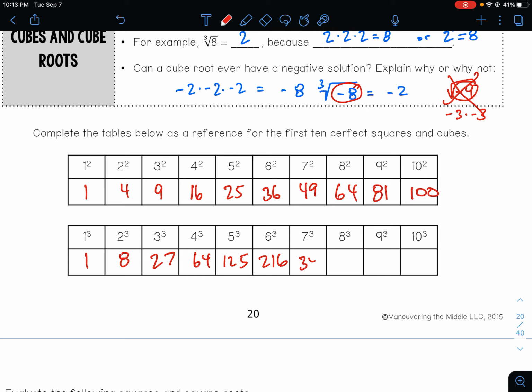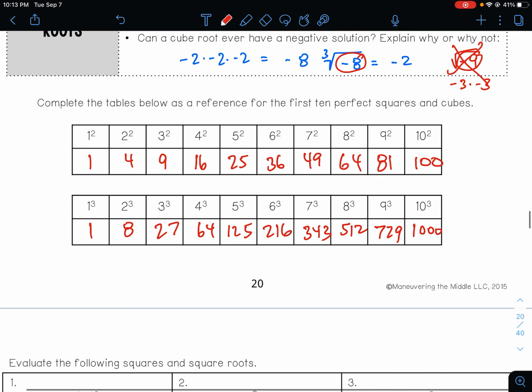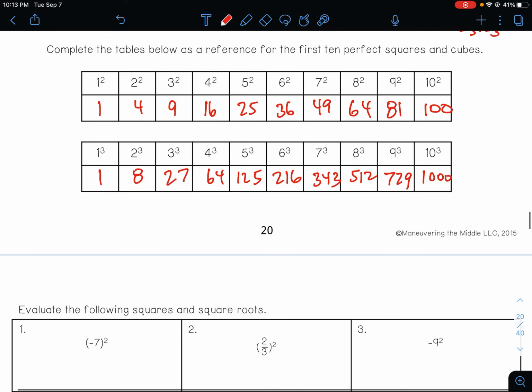That's 343. 8 to the third, that's 8 times 8 is 64, times 8 again is 512. 9 to the third, well, that's 81 times 9, which is 729. And 10 to the third, no, that's easy. That's 1 with 3 zeros. So at least 10 to the third was easy. All the rest were kind of tricky.